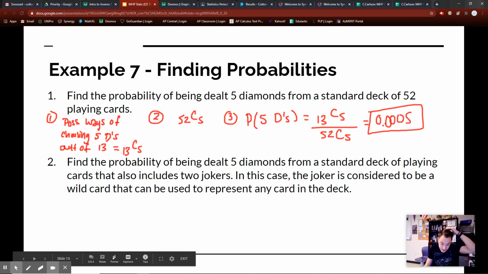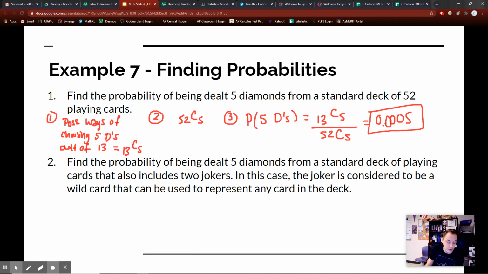So in this case, this is a similar example. Find the probability of being dealt 5 diamonds from a standard deck of playing cards that also includes the 2 jokers. So now it's not out of 52 in a standard deck, but out of 54. The first thing I want to consider is that if the joker is considered a wild card that can represent any card in the deck, it can represent a diamond. So now it's not 5 out of 13, but 5 out of 15. So 15C5 equals, and I can plug that in and get 3003.